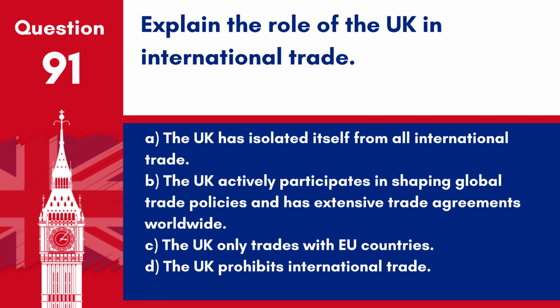Question 91. Explain the role of the UK in international trade. A. The UK has isolated itself from all international trade. B. The UK actively participates in shaping global trade policies and has extensive trade agreements worldwide. C. The UK only trades with EU countries. D. The UK prohibits international trade.